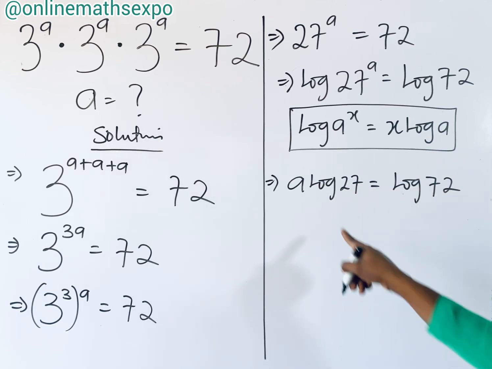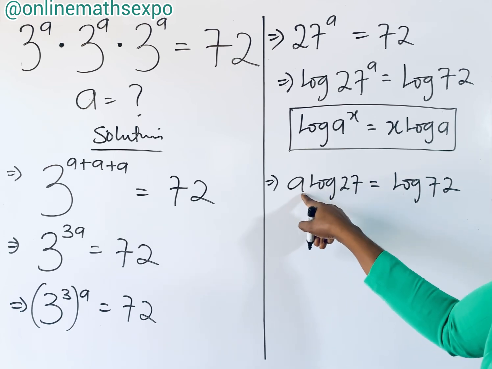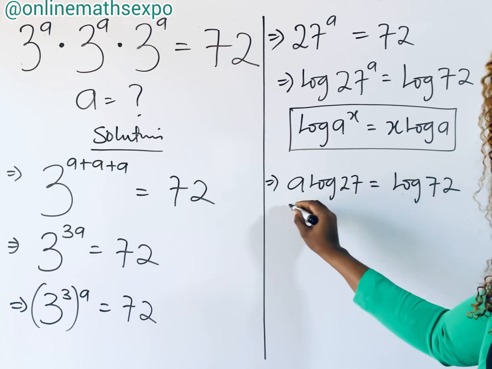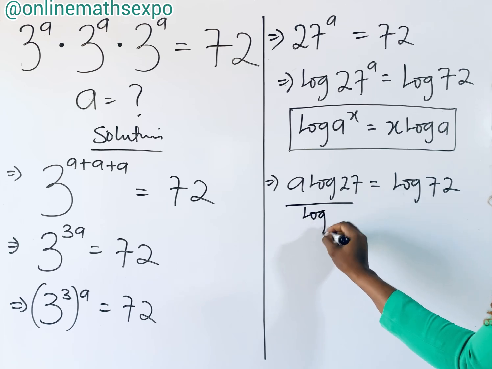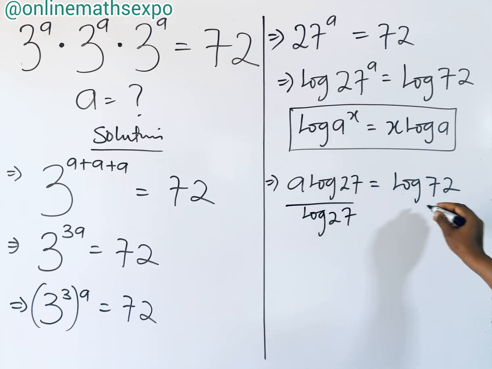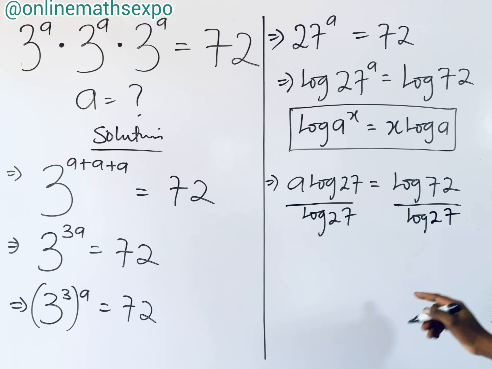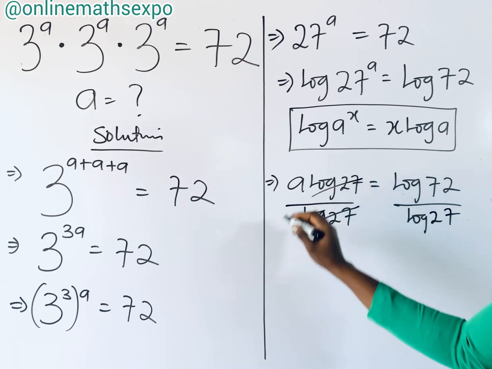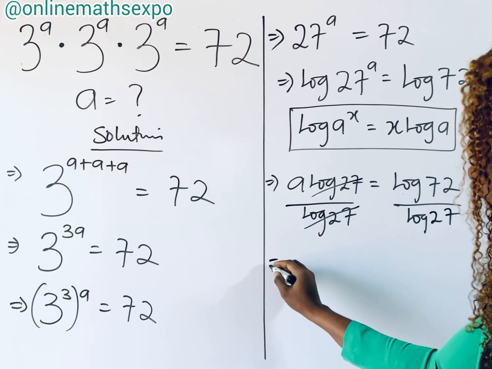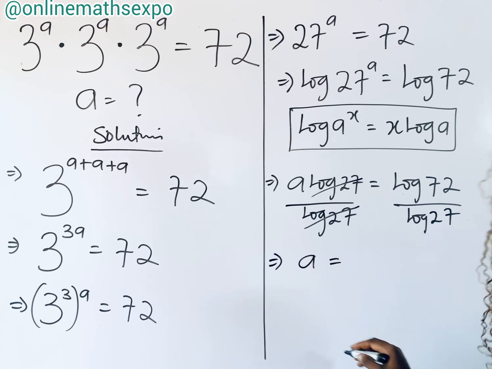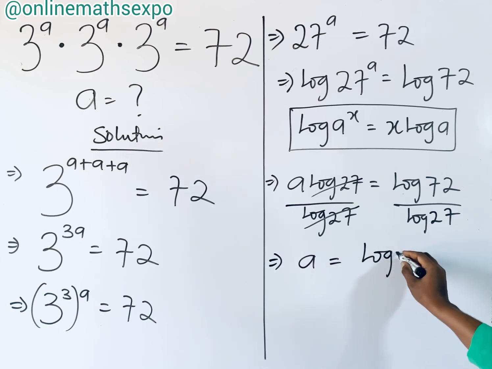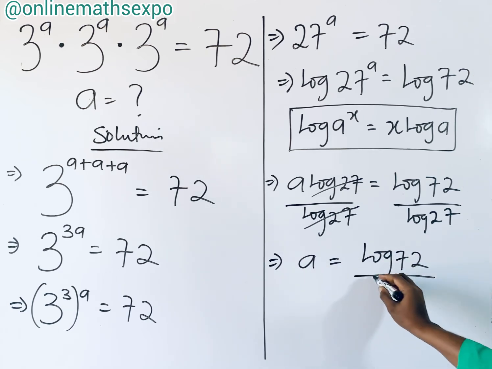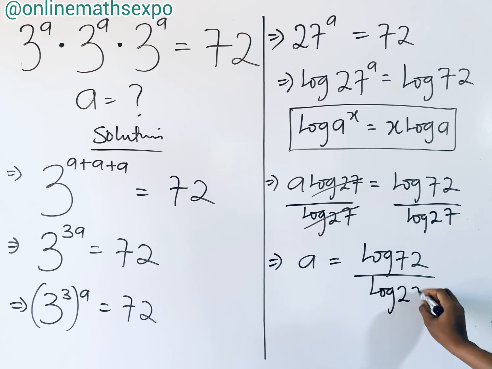Interesting. Now you observe that these two are multiplying and you are to get a. So quickly remove your multiplication by division. So you divide both sides by log of 27, okay? Now these two can cancel because they're the same, and we are left with a is equal to log of 72 divided by log of 27.